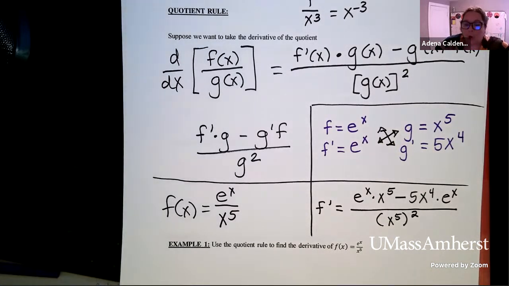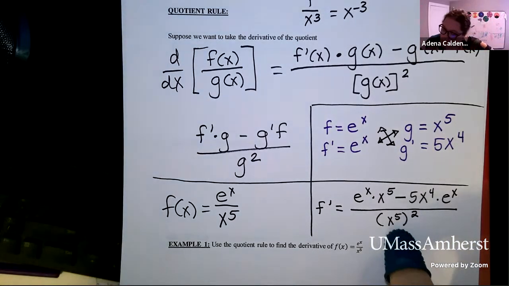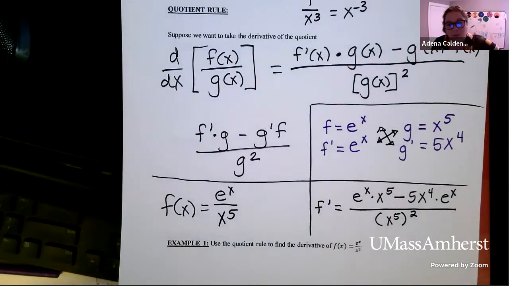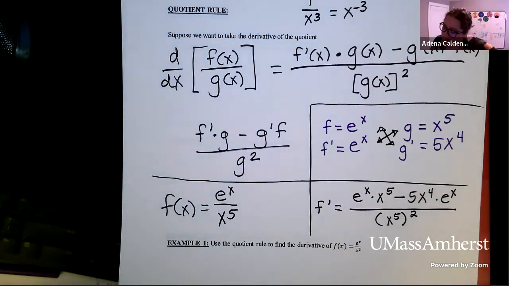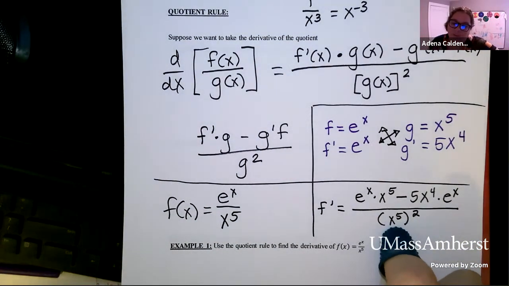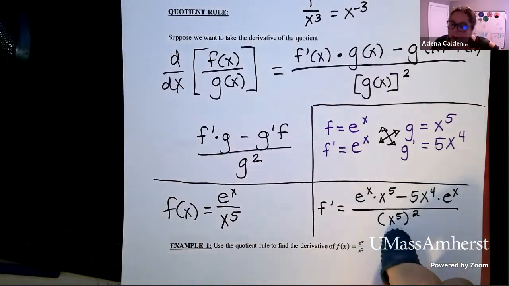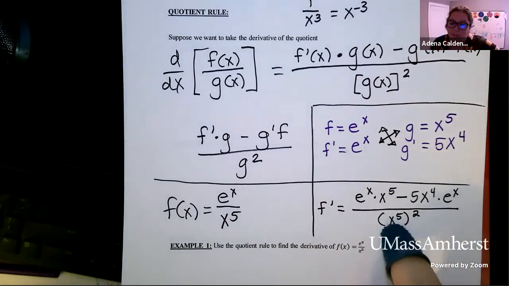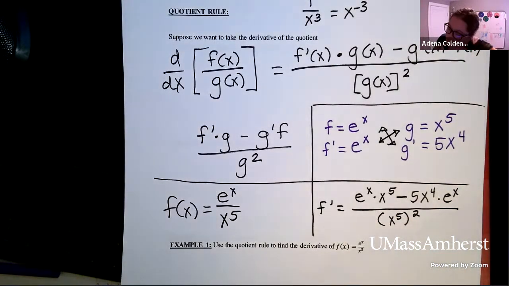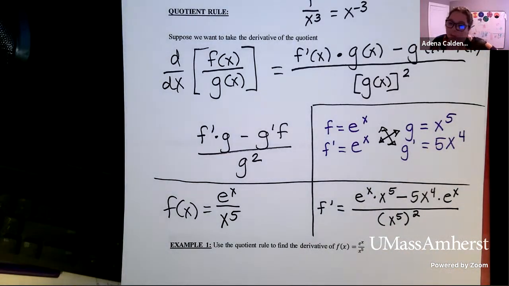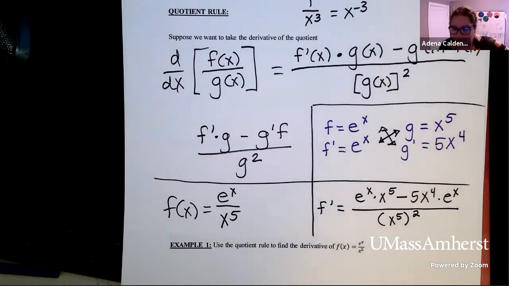Now, we could theoretically change our x to the fifth squared into x to the 10th, because if you have a power raised to a power, you can multiply them together. However, conventionally, we don't simplify this. Every once in a while we do for one reason or another, but typically we don't. We typically leave it as g in parentheses squared. So there's a lot of simplification we could do on this, but that's not the focus right now because I want to get you used to the quotient rule. So setting it up and just making sure you have the terms in the right place is what we're really going to be practicing today.